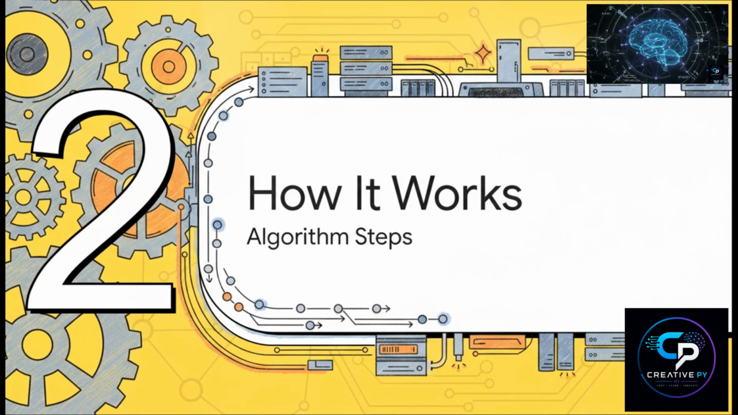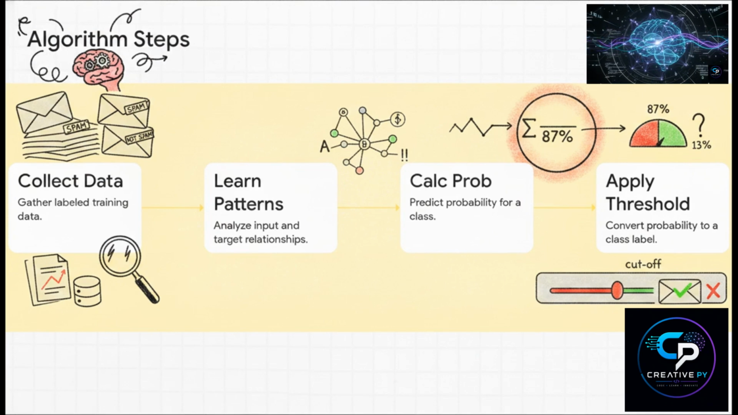Moving on to section 2, how the algorithm works. Let's step into the engine room and methodically walk through the 4 steps of how this actually plays out, using a classic email spam detector as our example. Step 1, collect data. We need labeled data, thousands of emails clearly tagged as either spam or not spam. Step 2 is where the magic starts, learn patterns. The model evaluates input features, stuff like the number of sketchy links in the email, suspicious words, or even just the overall email length.